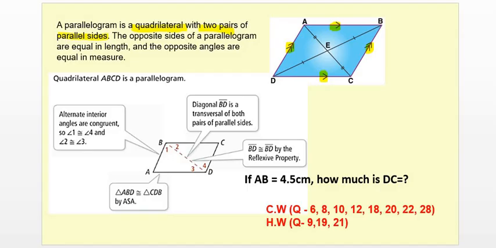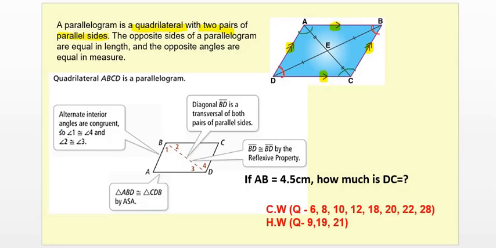When they say opposite angles are equal in measure, that means that this angle D is actually equal to angle B, and this angle A, let me show you with a different color. So angle A is actually congruent to angle C. And here let's discuss them now.